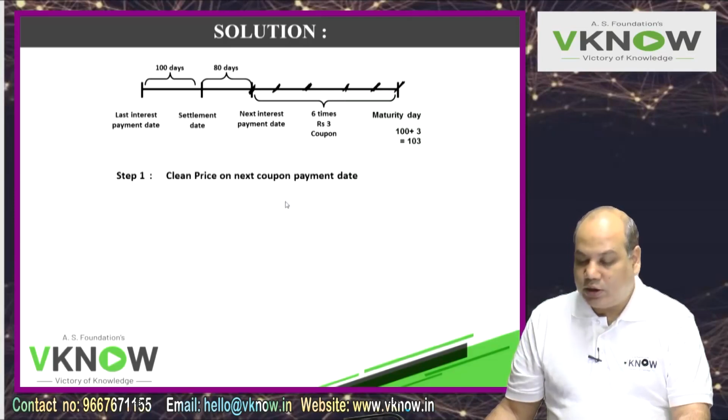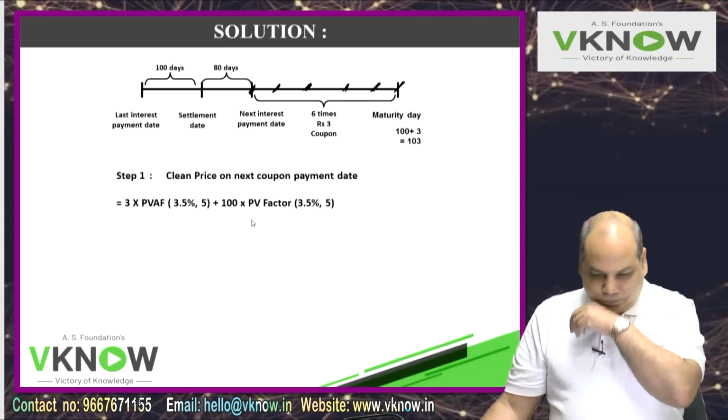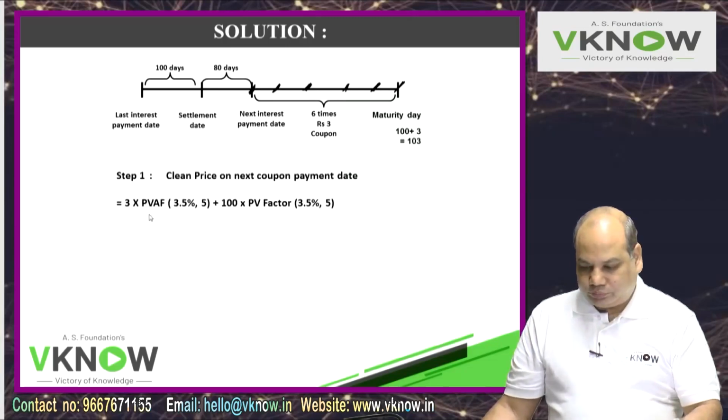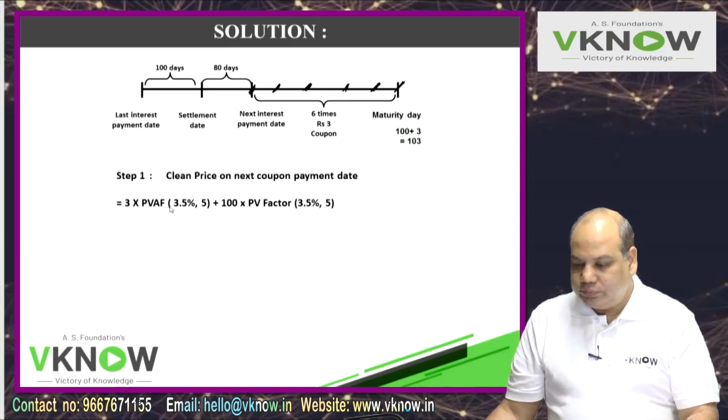So step 1, we will write clean price on next coupon payment date is equal to 3 into PV annuity factor 3.5%, comma 5 years, 5 periods you can say. 3.5% you have understood, 7 by 2, plus 100 into PV factor 3.5%, comma 5.